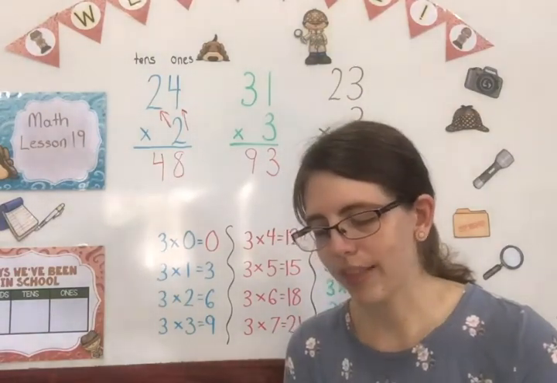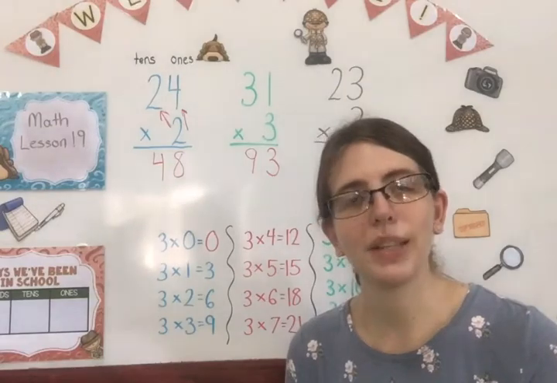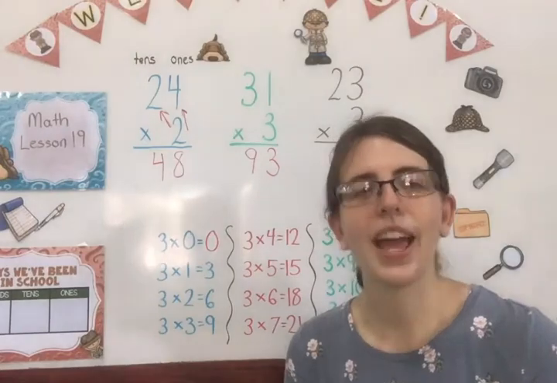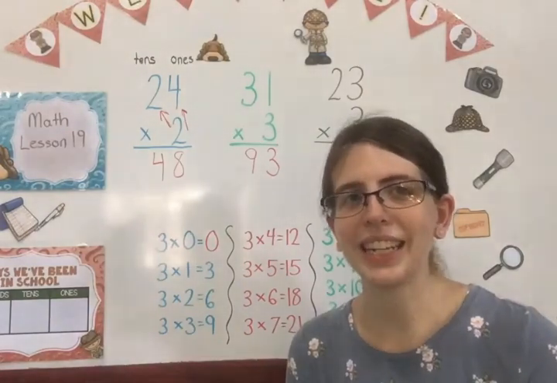Number 4, write the missing addends. 7 plus blank equals 15. Well, count. How many plus 7 do you need to get to 15?